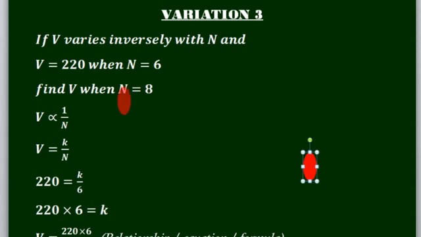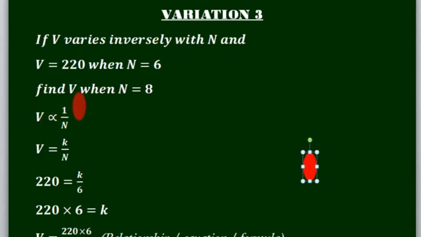The question says, if V varies inversely with N and V is equal to 220 when N is equal to 6, find V when N is equal to 8. Right, already we know what we are supposed to do when dealing with these things. So we write this using the variation symbol, and this is how it is written: V varies inversely with N.